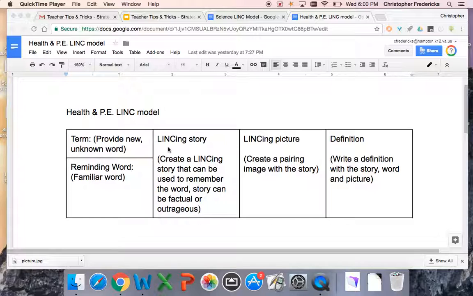The next square is a linking story, and that's basically a story that a student is going to create to assist them with remembering the word. This story does not have to be factual. It can be really goofy or funny or untrue, just something that's going to assist them with remembering what that word ultimately means. The next is they're going to create, or maybe go on Google, search, and find an image that correlates to that story or is close enough to that story.